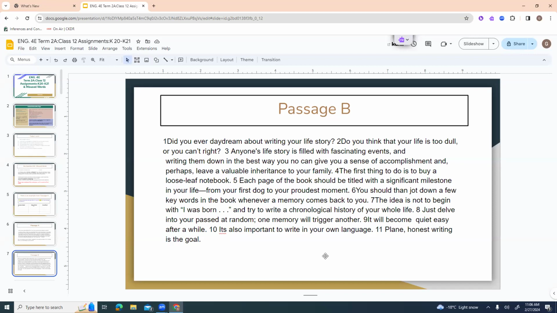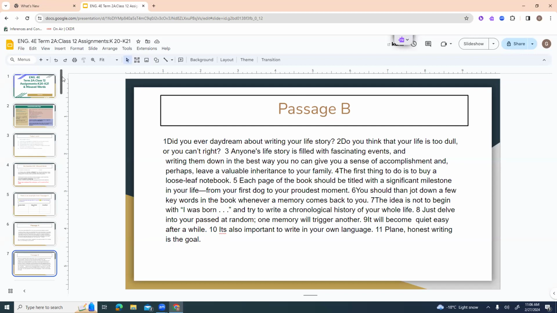One memory will trigger another. It will become quite easy after a while. It's also important to write in your own language. Plain, honest writing is the goal.